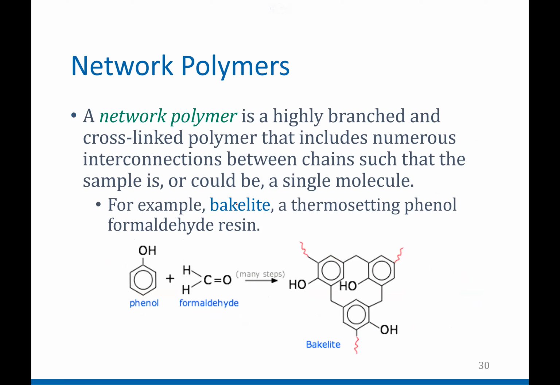And the last polymer is probably the most complicated in terms of what it looks like. A network polymer is extremely highly branched and cross-linked, with very many numerous interconnections. Actually, this is maybe more like the spider web I was talking about before. So the molecules are very complex. They have many, many branches and many cross-linkings that connect them together. An example of this is Bakelite.